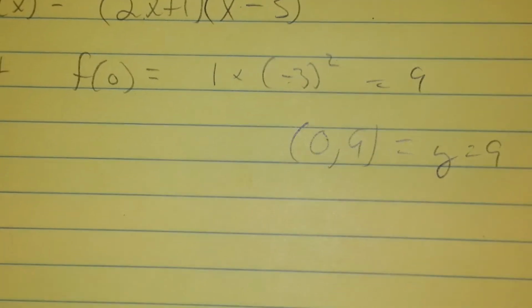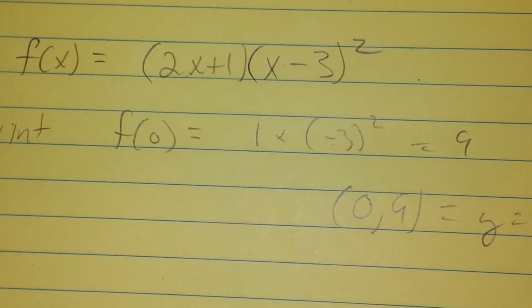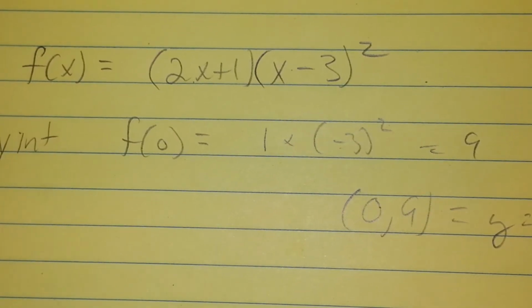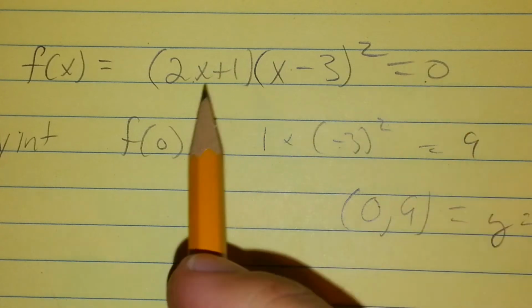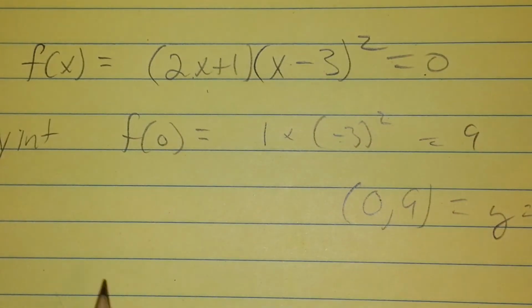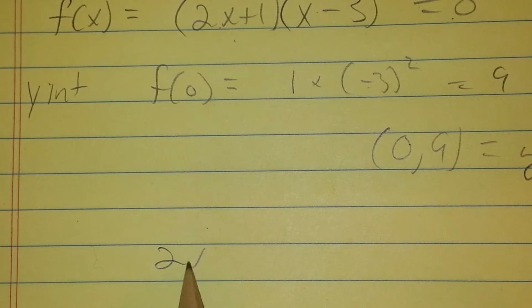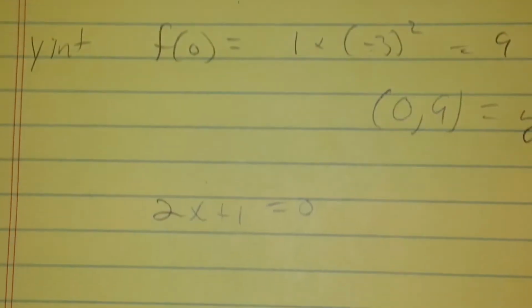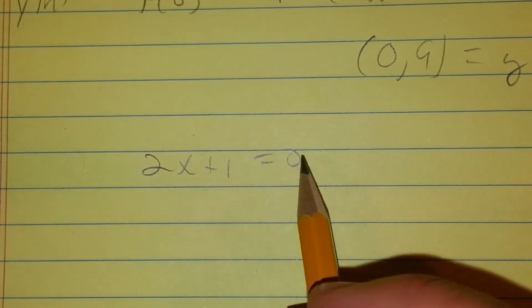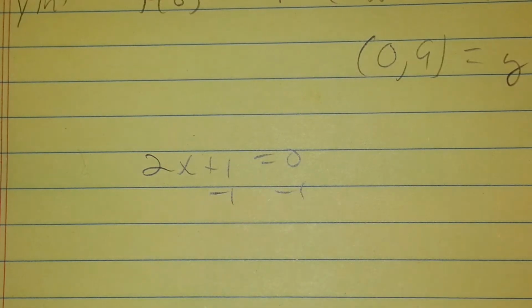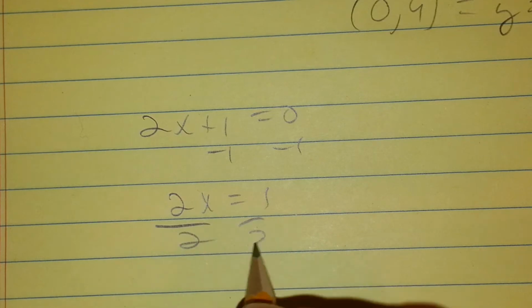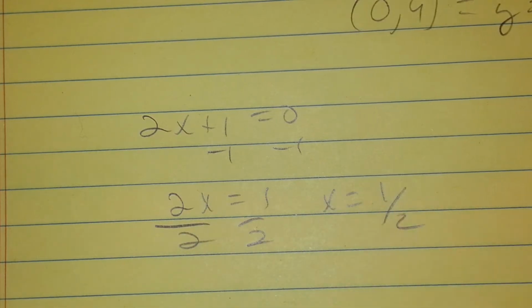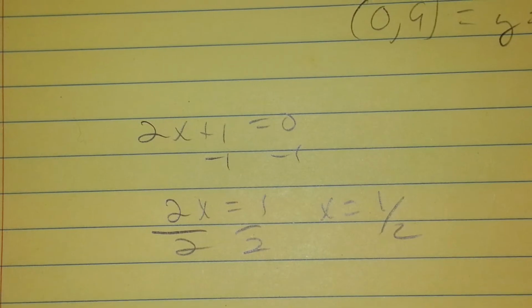Now let's take a look at what the zeros, the x-intercepts, are. If f of x equals 0, either this is 0 or this is 0. If 2x plus 1 equals 0, I'll subtract 1, 2x equals negative 1, divide by 2, and x equals negative 1/2. That's one of my zeros.